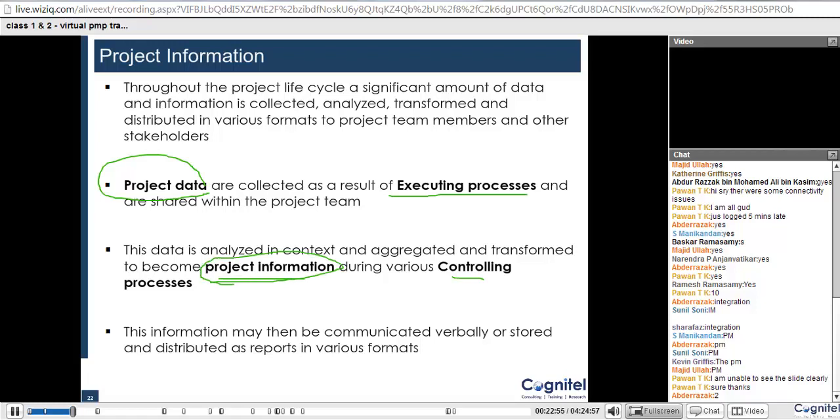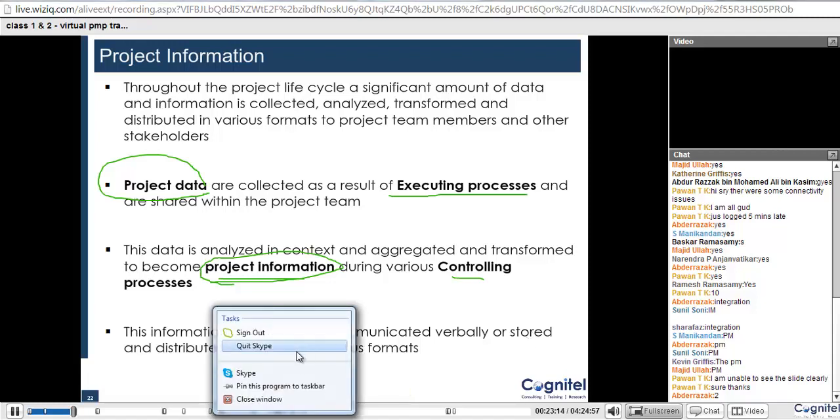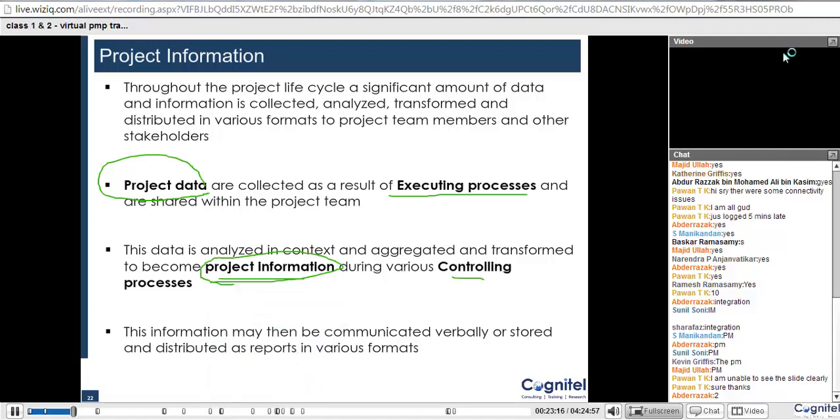Now data could be just any data, but this data would not be of any use until and unless you put some context into it, or you do some analysis, and make certain decisions out of that data. So until and unless you do that, it is of no use.